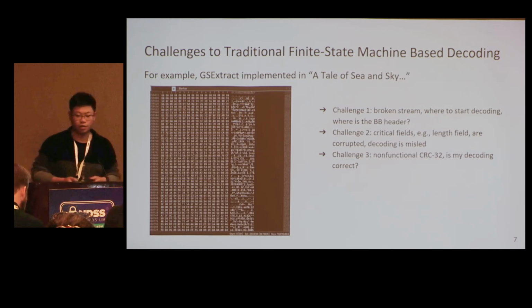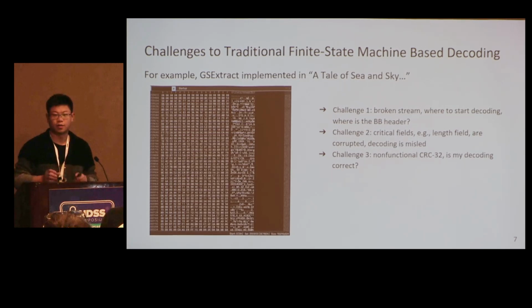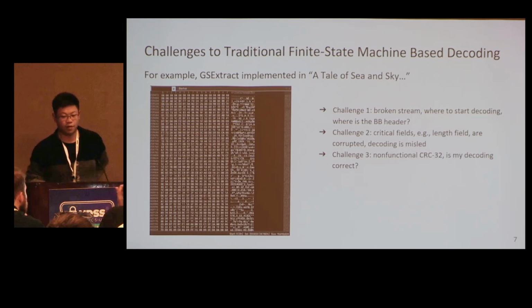And the second challenge is that some critical fields, like the length field, are corrupted. The traditional finite state machine decoding algorithm relies on the length field to figure out the start of the next header and the start of internal packets. But since the length field is corrupted, we don't know how to continue the decoding.